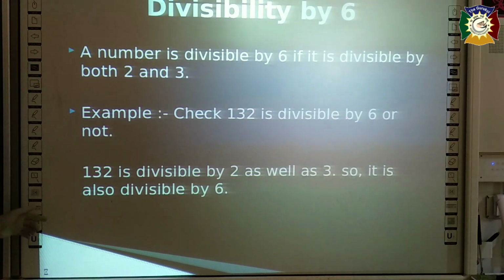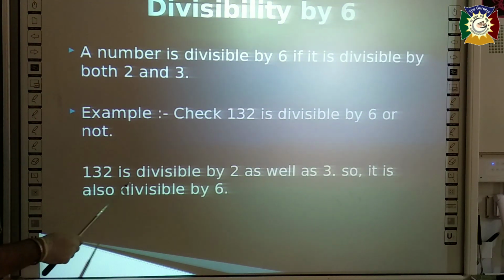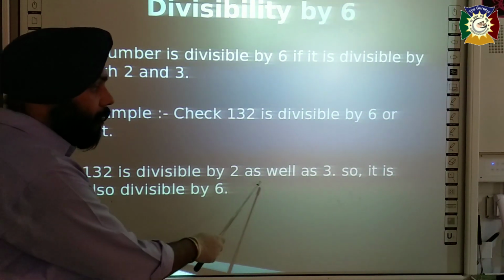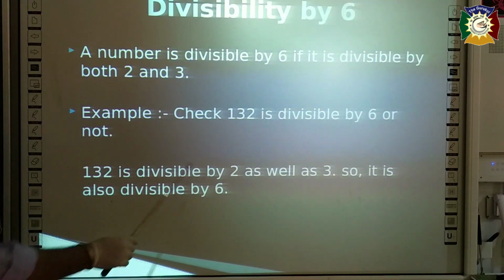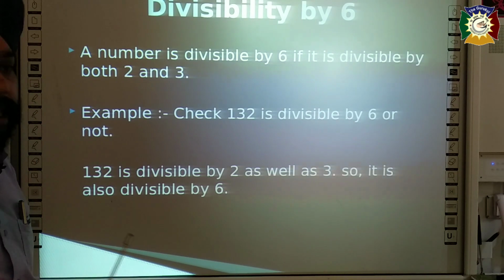Look at its solution. 132 is divisible by 2 as well as 3, so it is also divisible by 6.